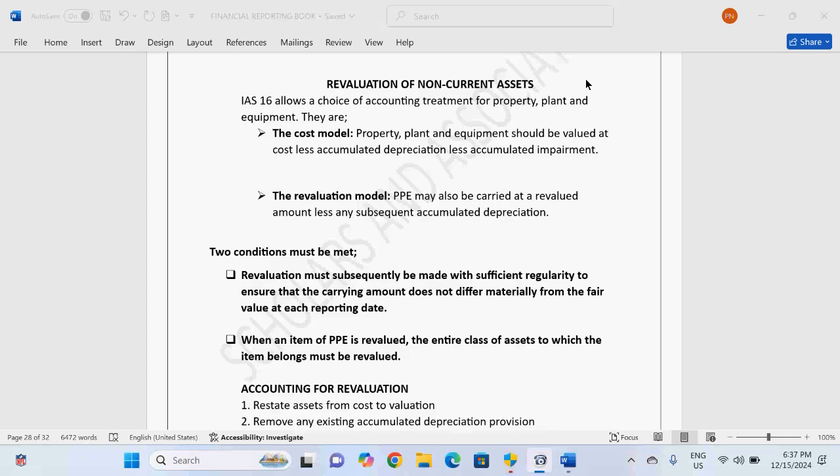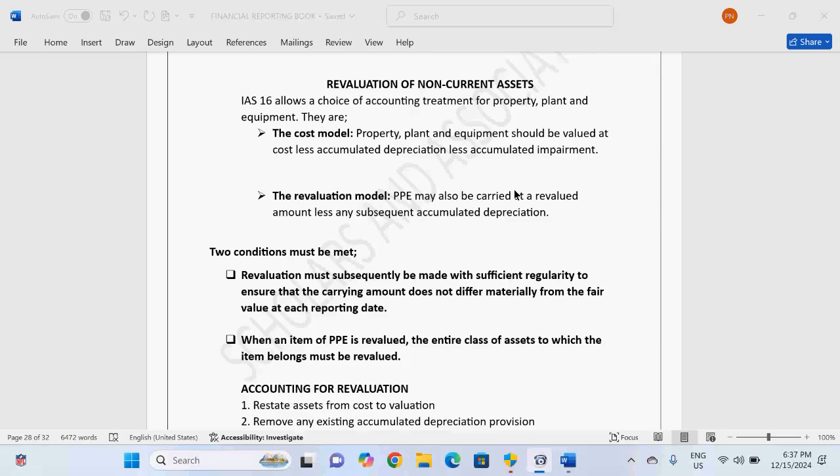Sometimes some organizations do value their assets after some period of time, or after the assets have been used partly of its useful life. So they revalue it, for example, to know what the value of the asset is now.